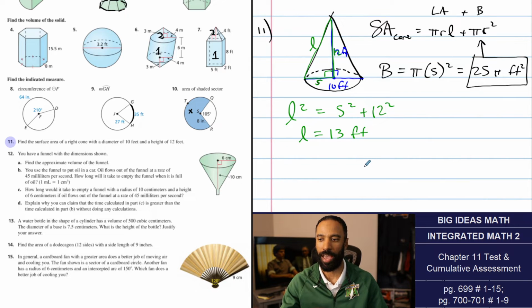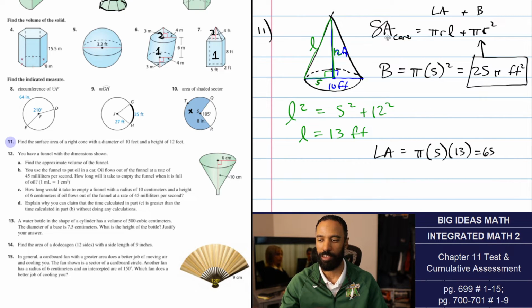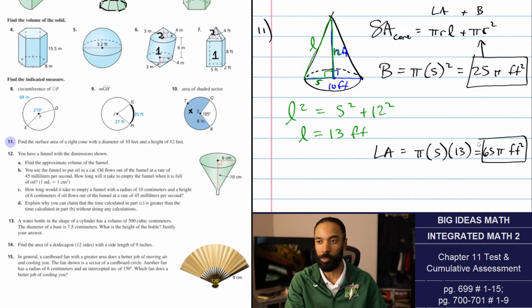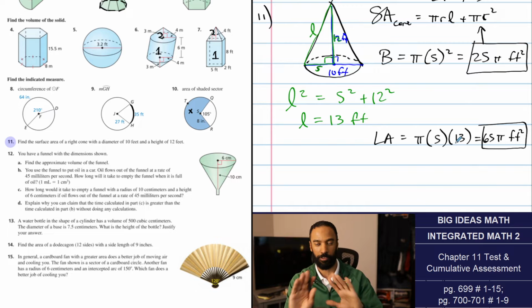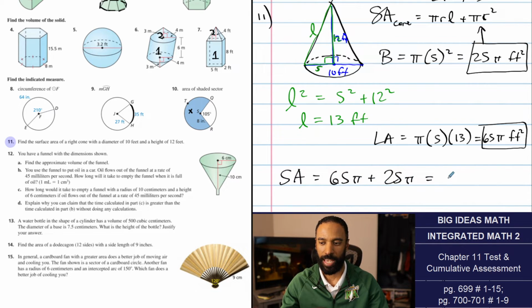So when it comes to pi RL, the lateral area, we're going to get pi times the radius times the slant height, which is 65. I'm running out of room. Which is 65 pi. 65 pi square feet. Remember, this is all lateral. This is all surface area. There's no cubic units going on in here. This is unfolding this net of this whole thing. So the surface area of the entire thing will be pi RL plus pi R squared. As an exact value, that's 90 pi square feet.